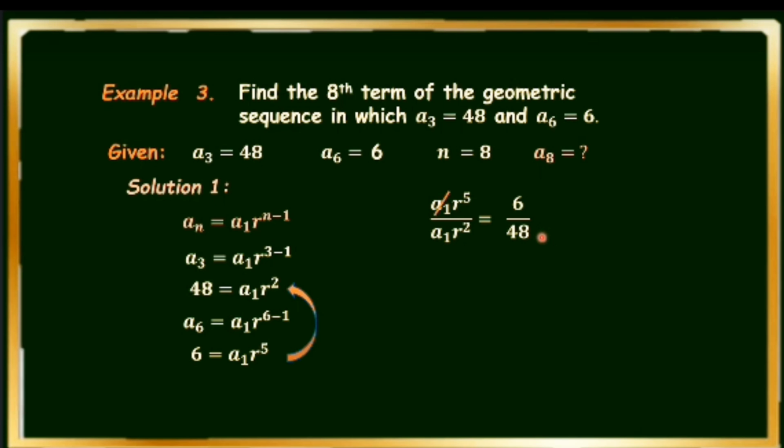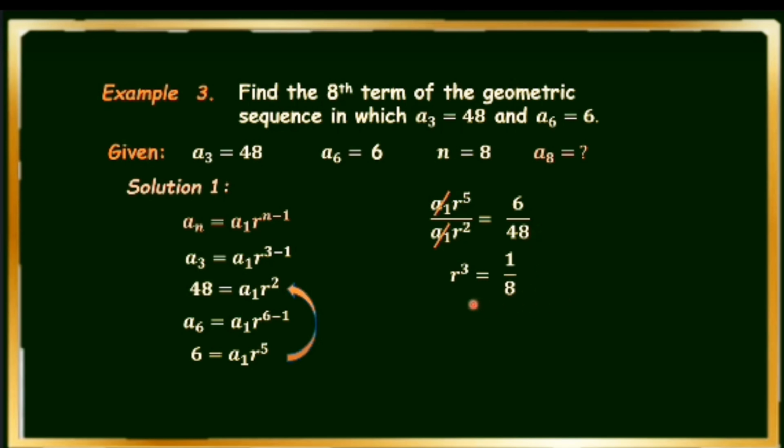Then we cancel a sub 1. Then r to the 5th divided by r squared is r cubed. And then 6 over 48 is 1 over 8. Why? 6 divided by 6 equals 1, and 48 divided by 6 is 8.